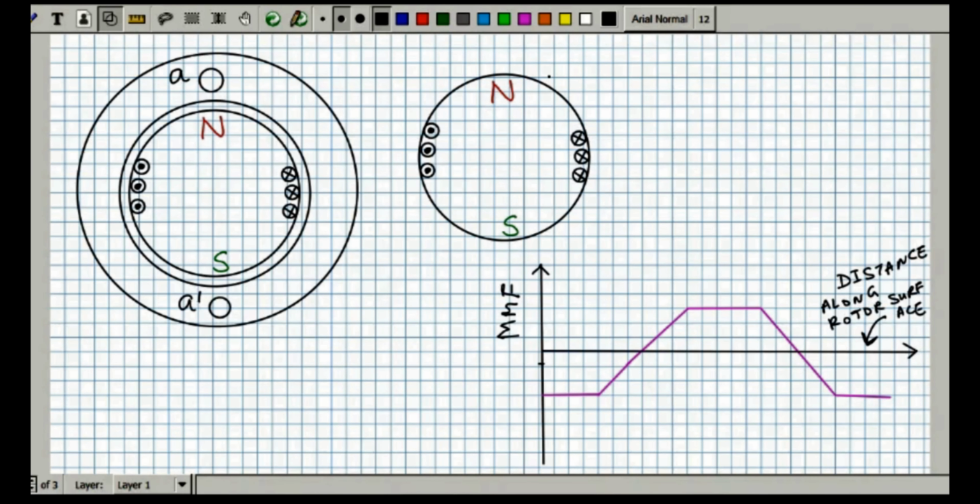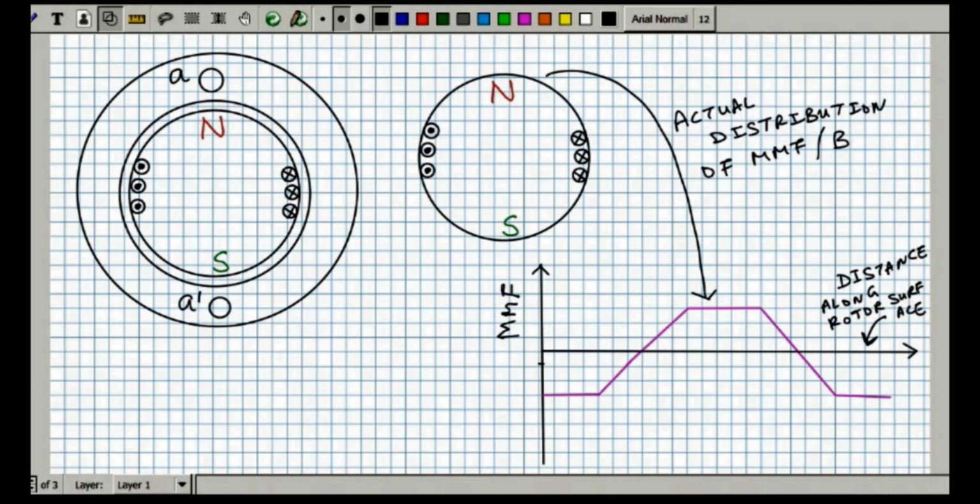So this is the actual distribution of magnetomotive force, or you can also actually replace MMF by flux density B. It's not a big deal. You can easily do some scaling along the y-axis, and with that scaling you can replace MMF by B. So this is the actual distribution of B.